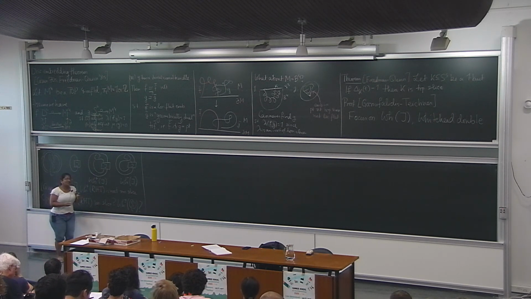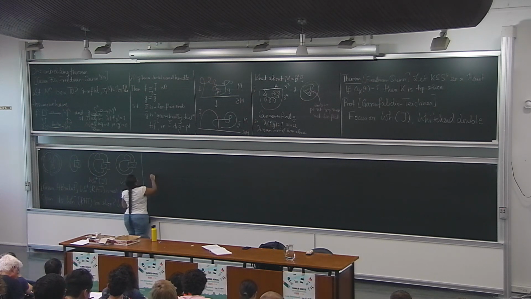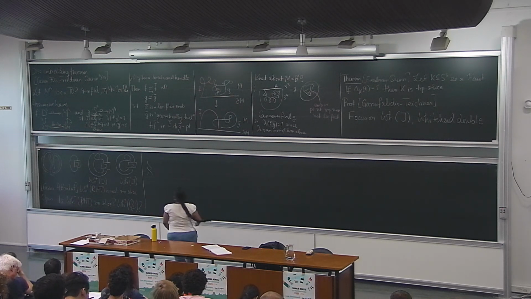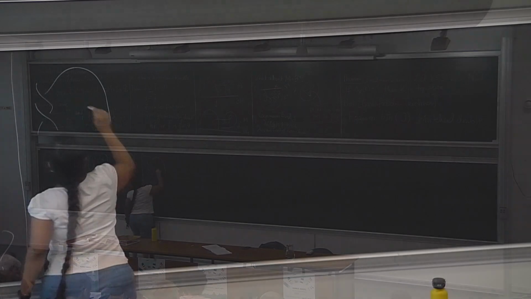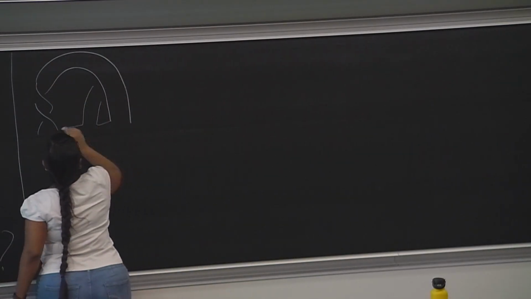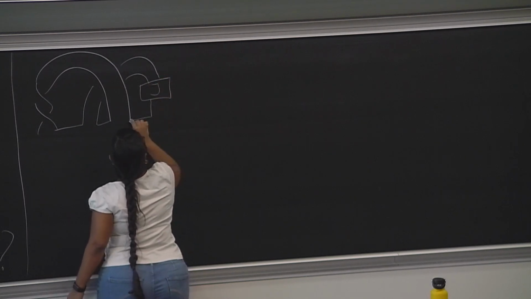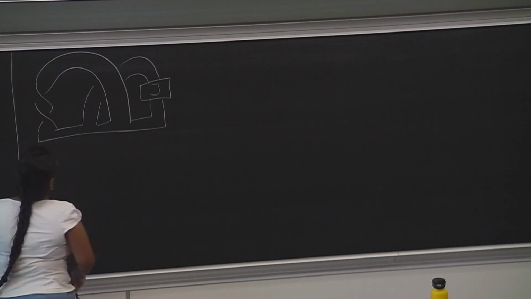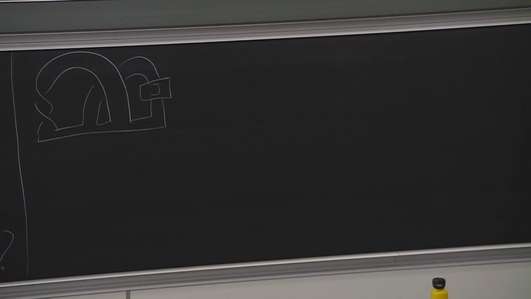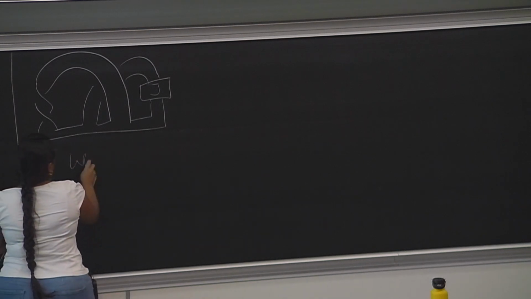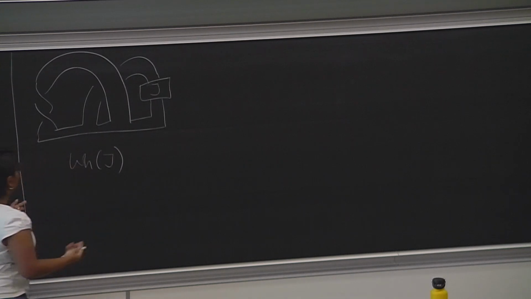Some people see this, some people don't. So you could redraw it like that. So that's another picture of a Whitehead double. I have no idea which one, okay? It's one of these clasps. I think it's this one, but I don't actually. But it's one of them. So this is another picture of the Whitehead double, plus or minus, who knows.